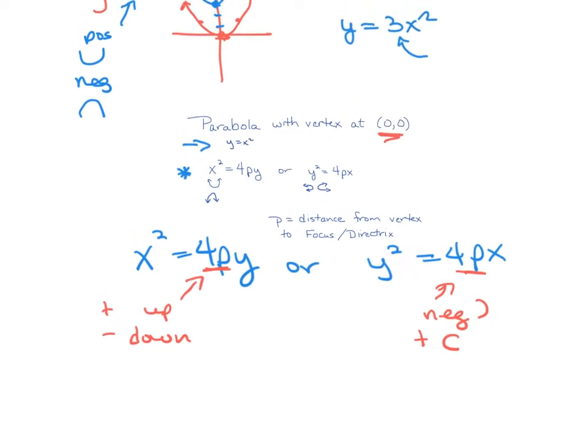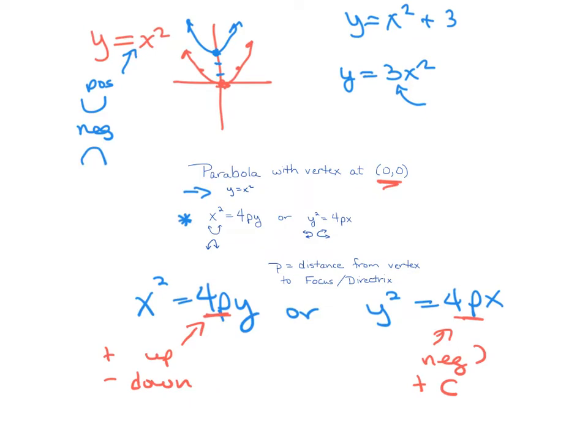Now, the p-value, and we're going to be calculating this, is going to be the distance between the focus and the directrix, how far away from that vertex those two things lie. Focus is a point, directrix is going to be a line. So again, this will be a point, this is going to be a line, so it's going to be an equation. Let's go ahead and look at our first example.